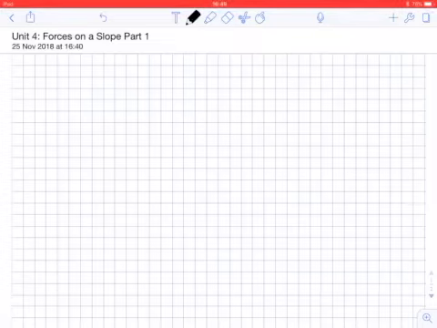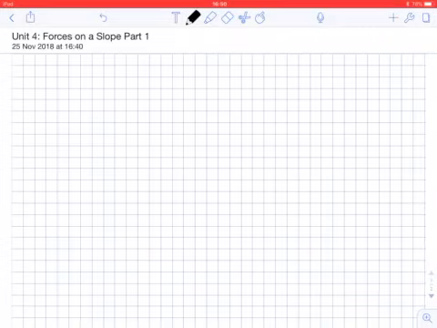So in this first video on forces on a slope, I just want to initially talk about the coefficient of friction. A coefficient of friction is a value that shows the relationship between the force of friction between two objects and the normal reaction between the objects that are involved. It's a value that's normally used also in the physics course to find an object's normal force or frictional force when other methods are unavailable.